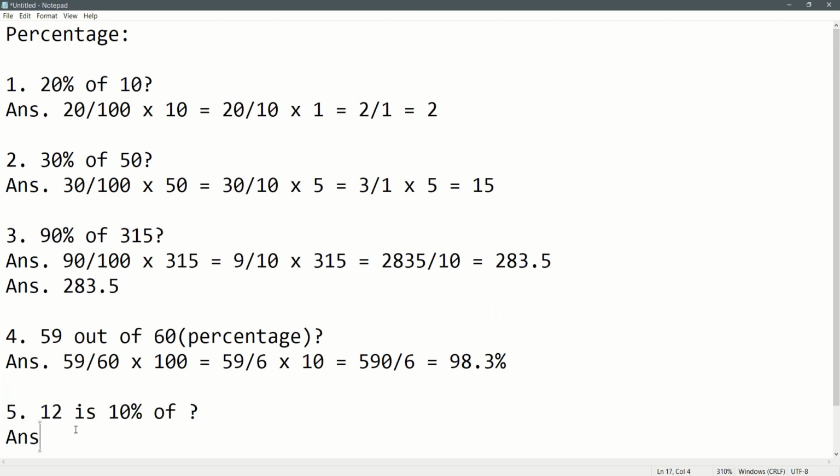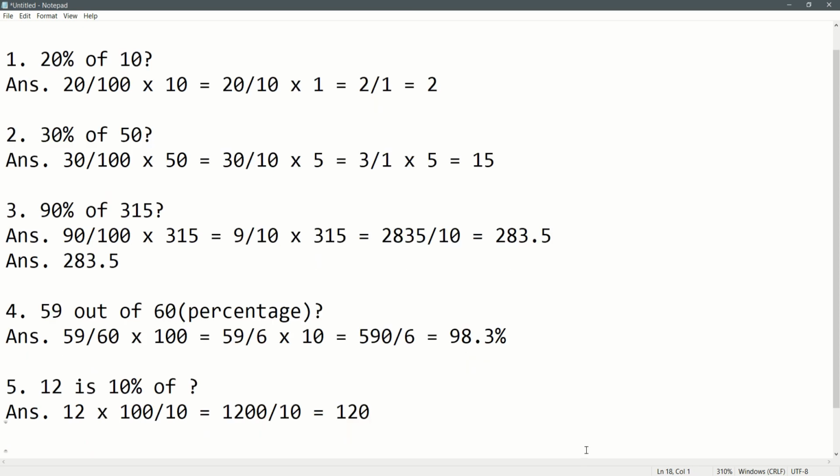So answer. Okay. 12 multiplied by 100 upon 10 is equal to what? So when you multiply 12 with 100, then you will get 1200. Okay, so 1200 you will get. Now divide it with 10 and you will get the answer 120. This is the answer. So 10% of 120 is equal to 12.